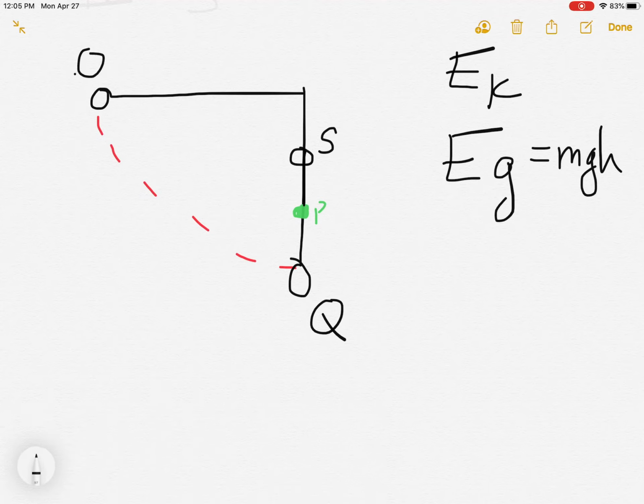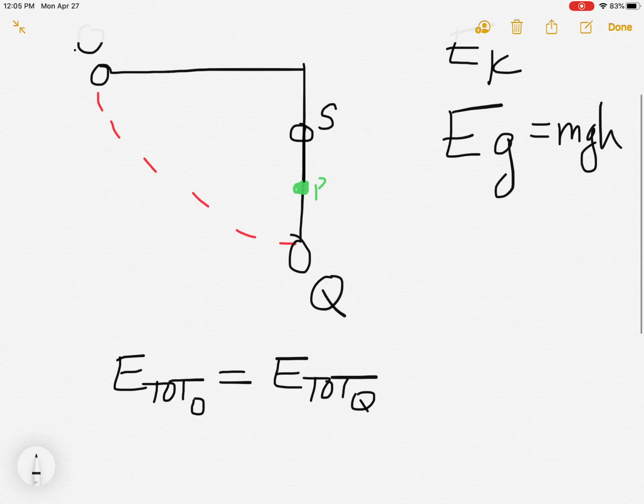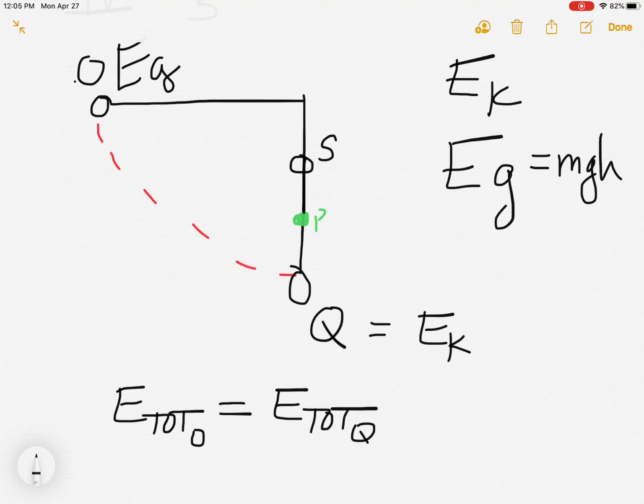What you have are three different positions. You have position 1, or let's call it O for original position, right? So the total energy at position O has to be the same as the total energy at position Q. Now what's going to change, of course, is you're going to have no EK at the top. Here it's just EG because you're not moving yet, right? But down below here it turns into EK, so you get a lot of speed. If you call that your zero, your lowest point, you have no gravitational energy.